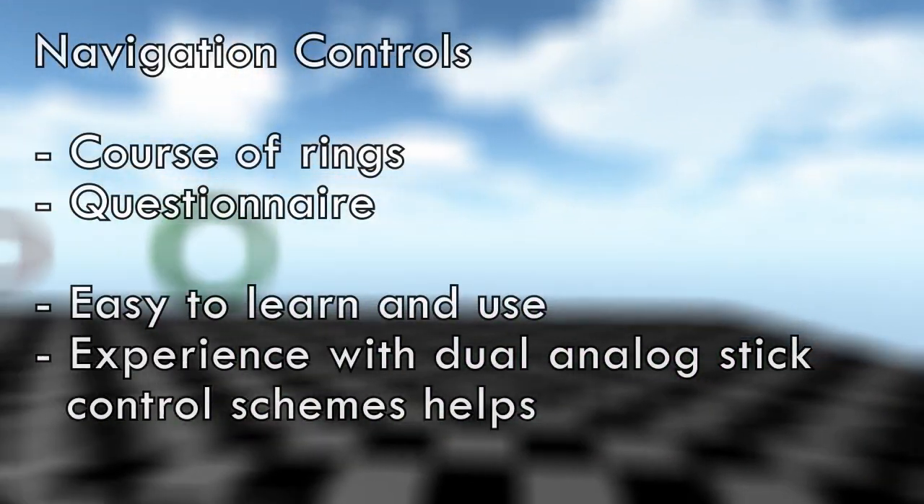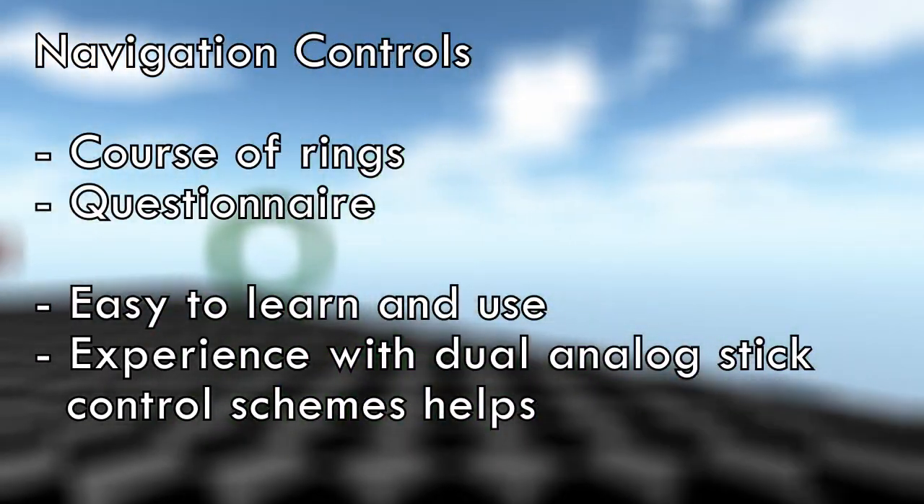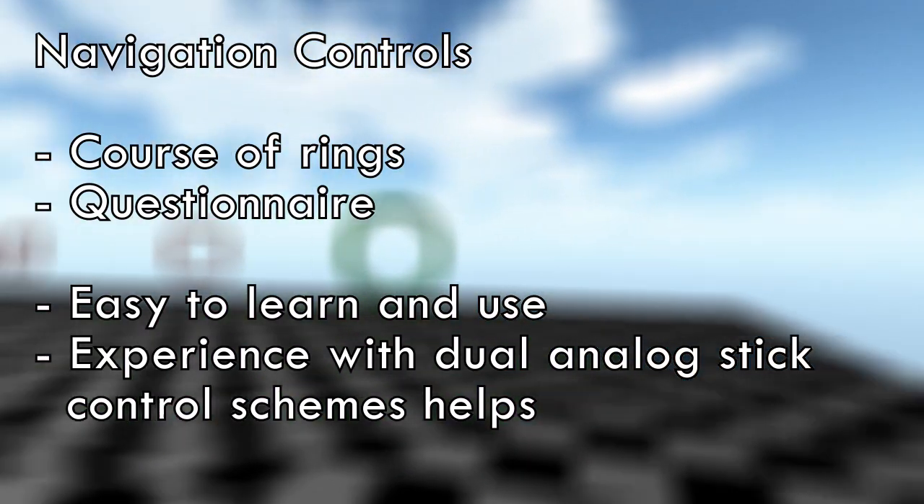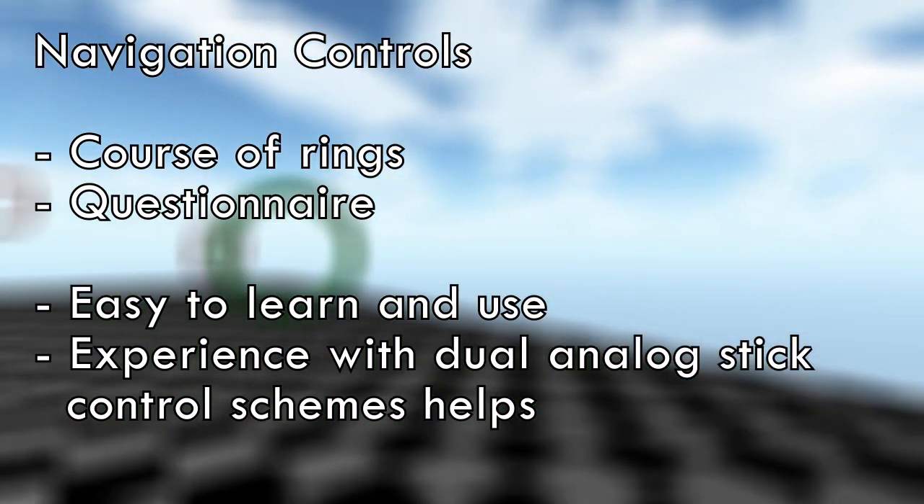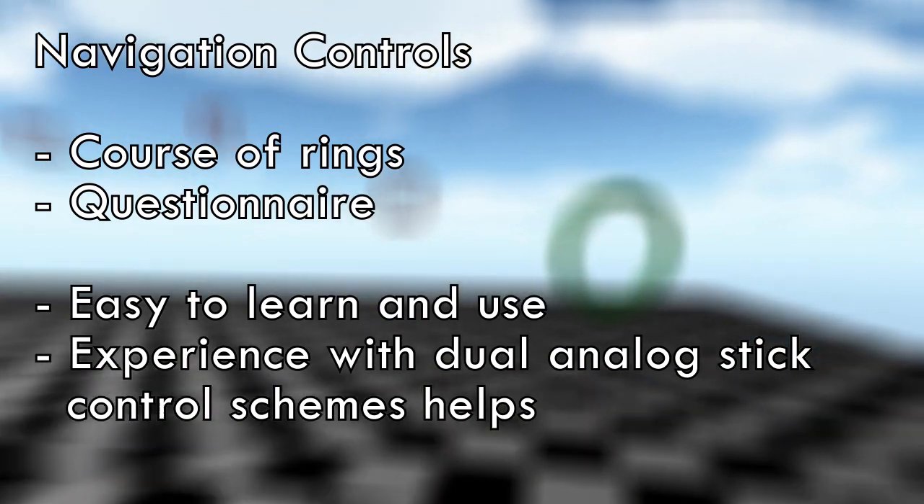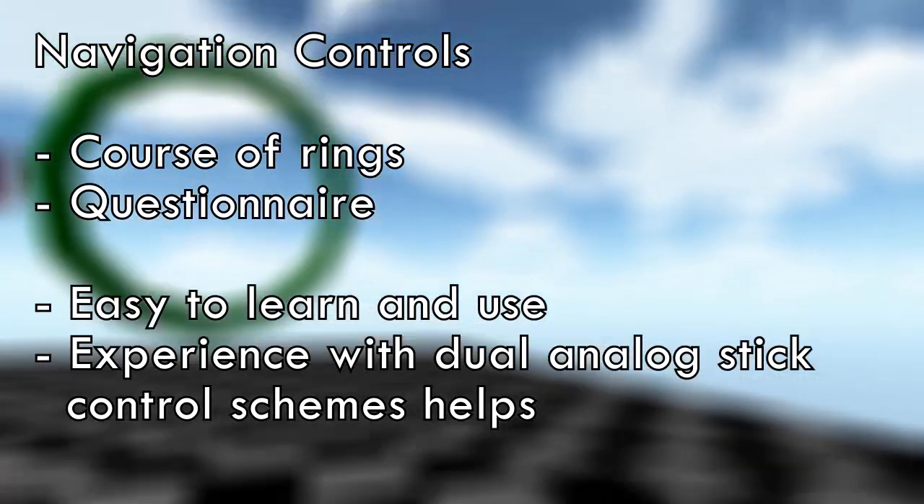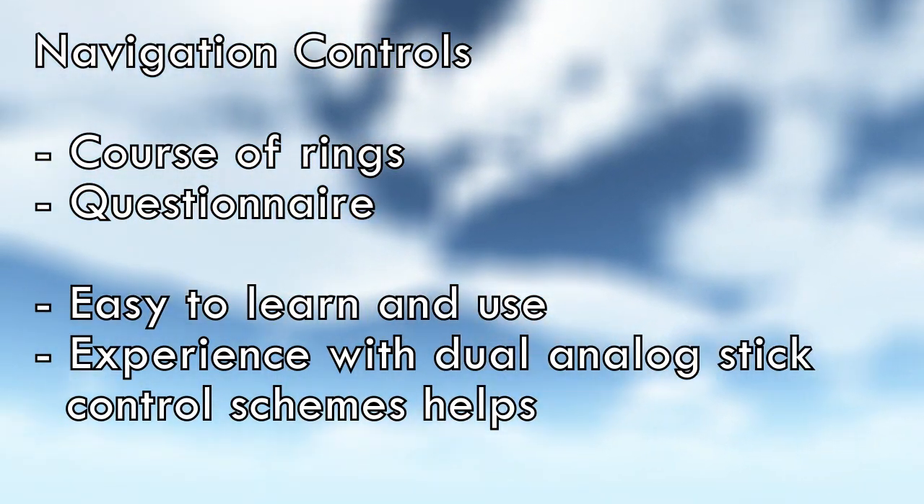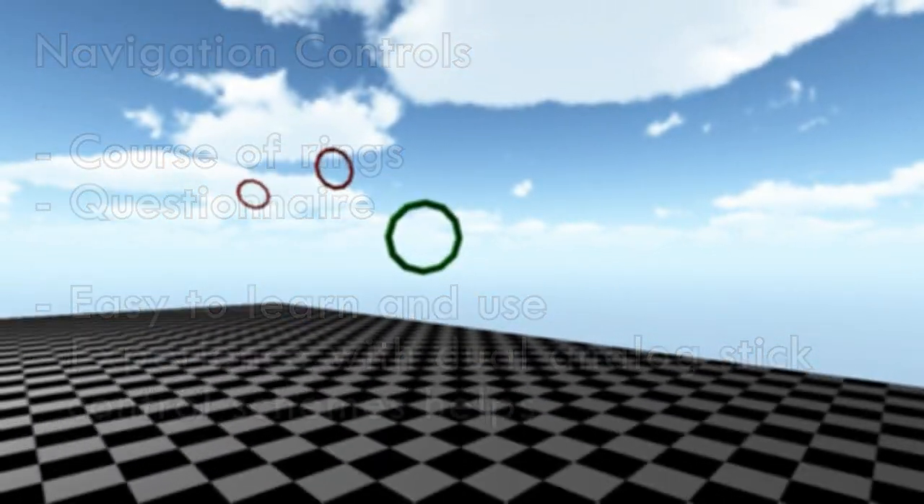First, the usability of the navigation control scheme is tested by having the user fly through a course of rings, after which they fill out a questionnaire. The test results suggest that the navigation control scheme is easy to both learn and use. However, people with no prior experience with the dual analog stick control scheme might find it more difficult to learn.